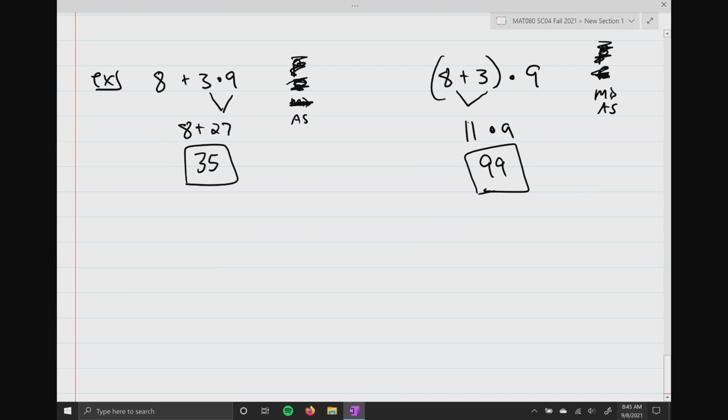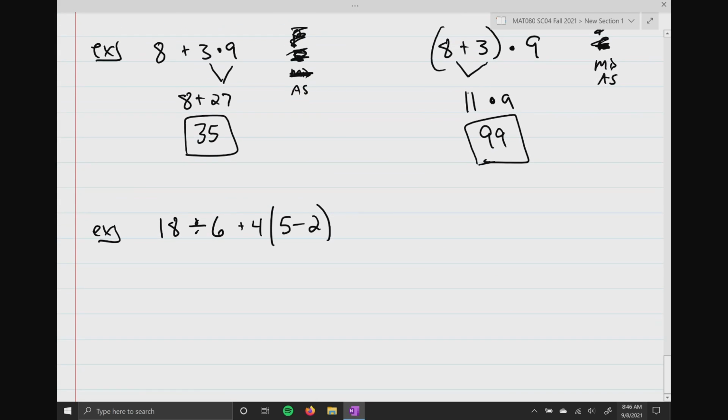Let's keep going. Because I do have to get the problems a little bit more difficult. But what's nice about more difficult problems is it trains you to stay focused on the steps. So here we go. We have 18 divided by 6 plus 4 times the quantity 5 minus 2.